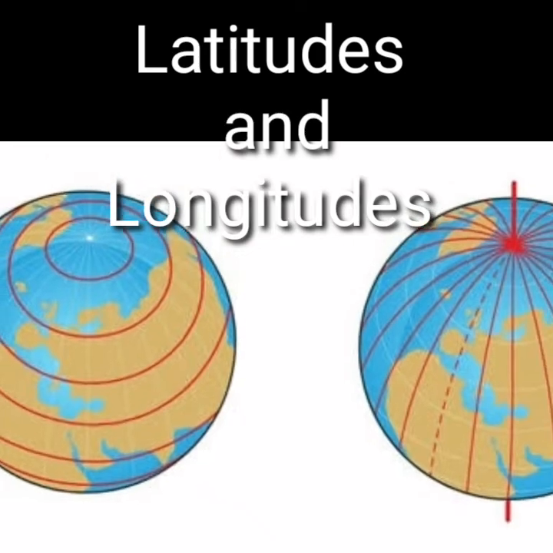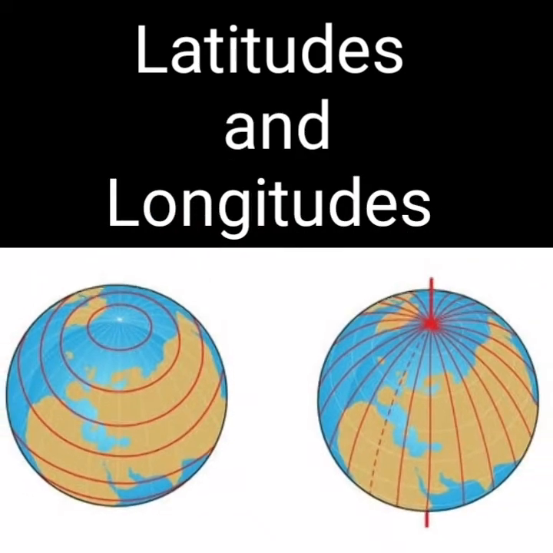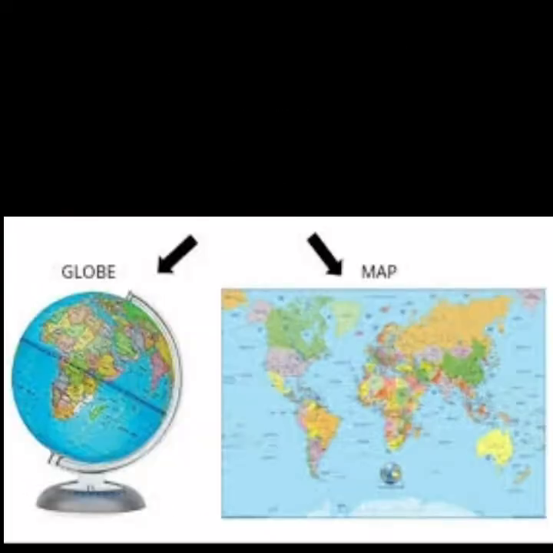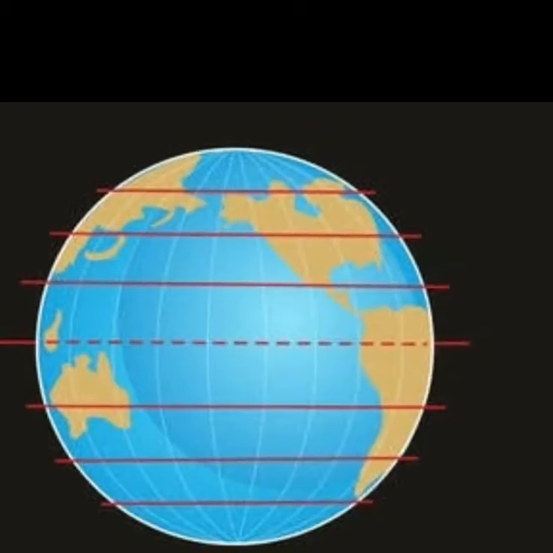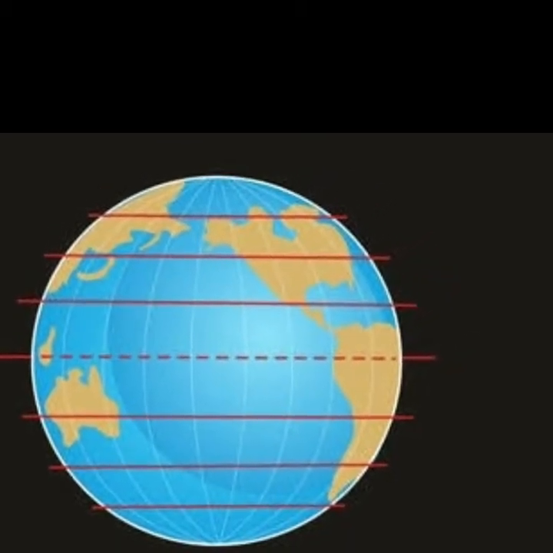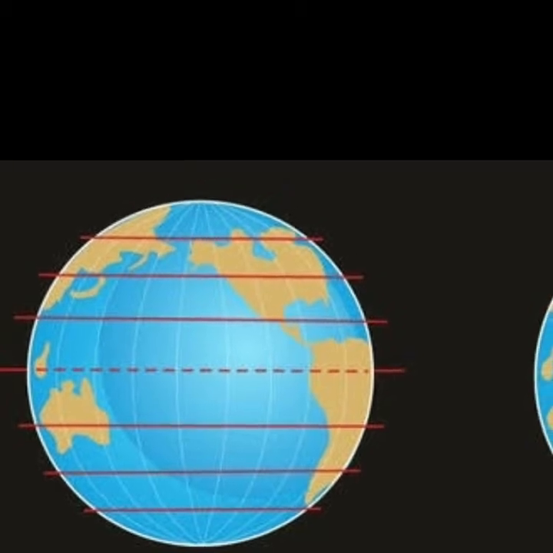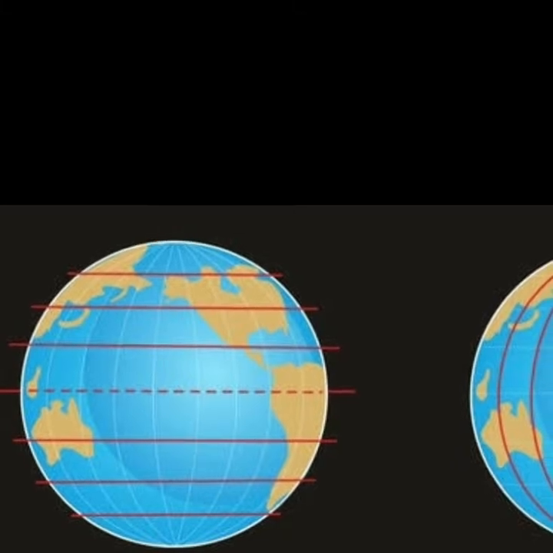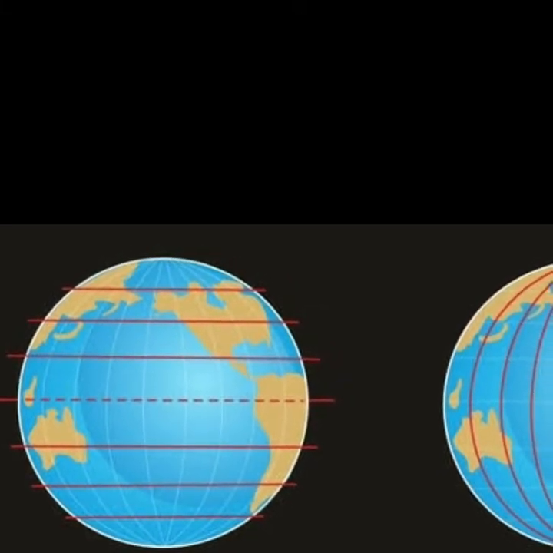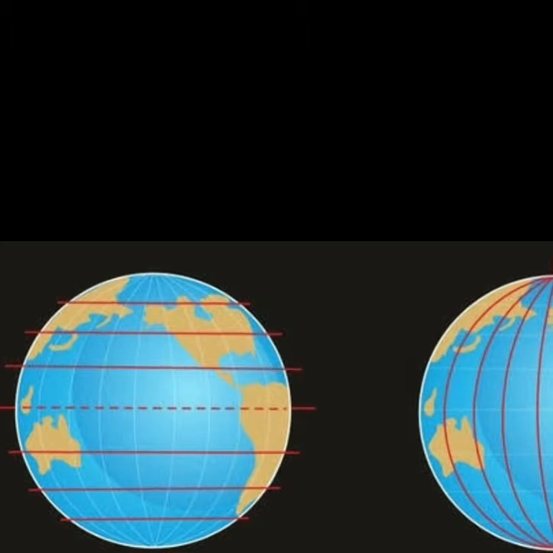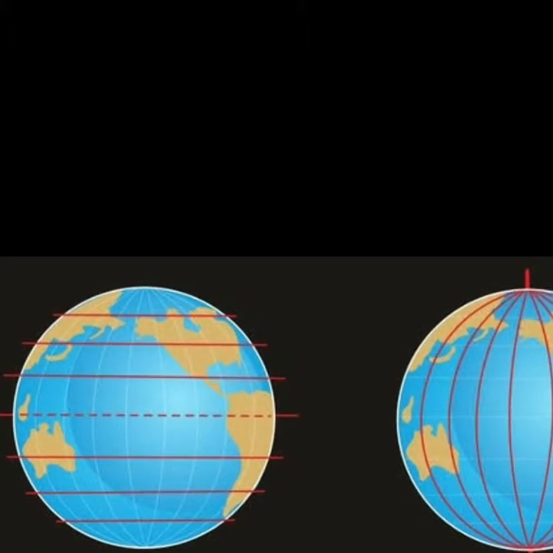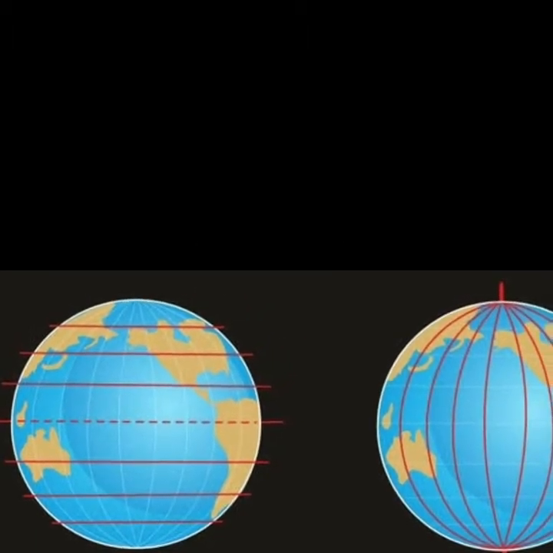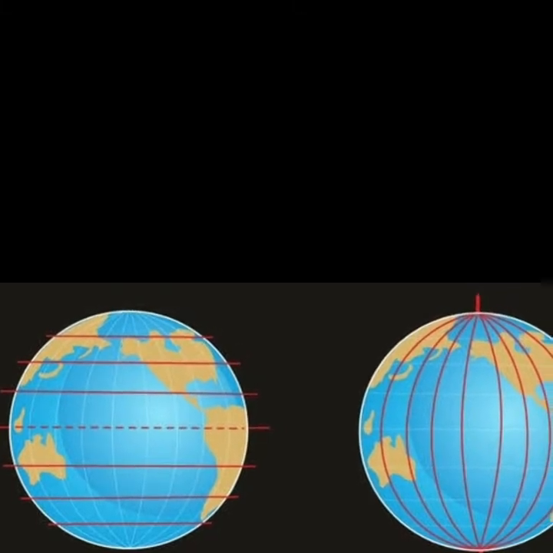Latitudes and longitudes. If you look at the globe or at the world map, you will notice two sets of lines drawn on them. One set of these lines run horizontally or in the east-west direction, while the other set of lines run vertically or in the north-south direction.